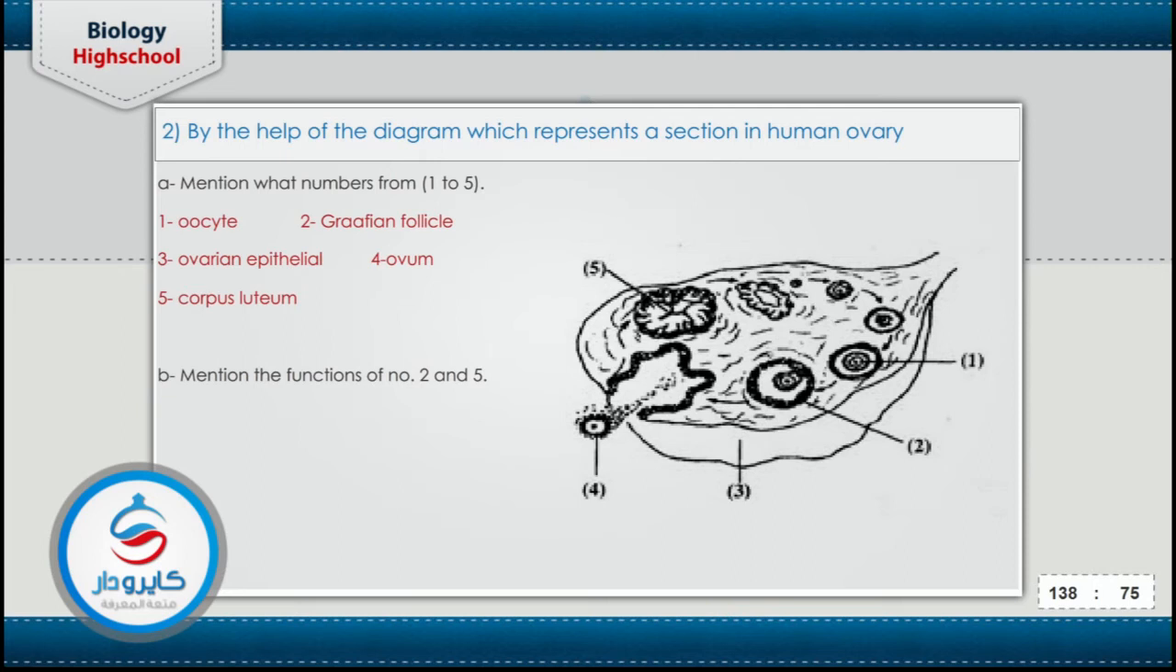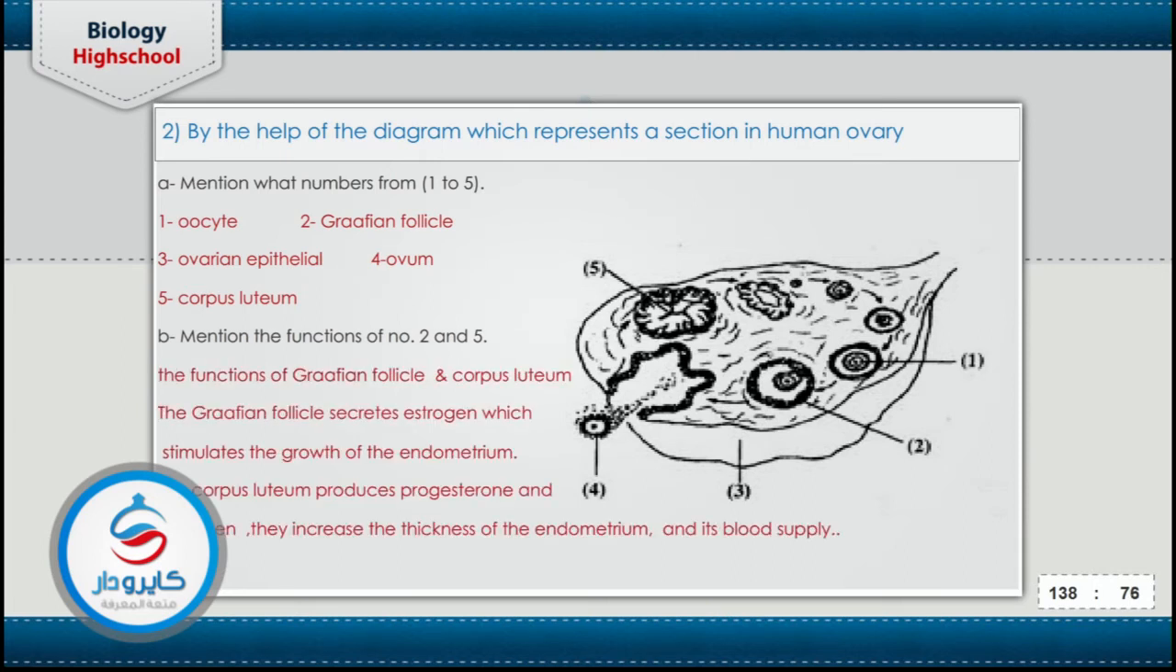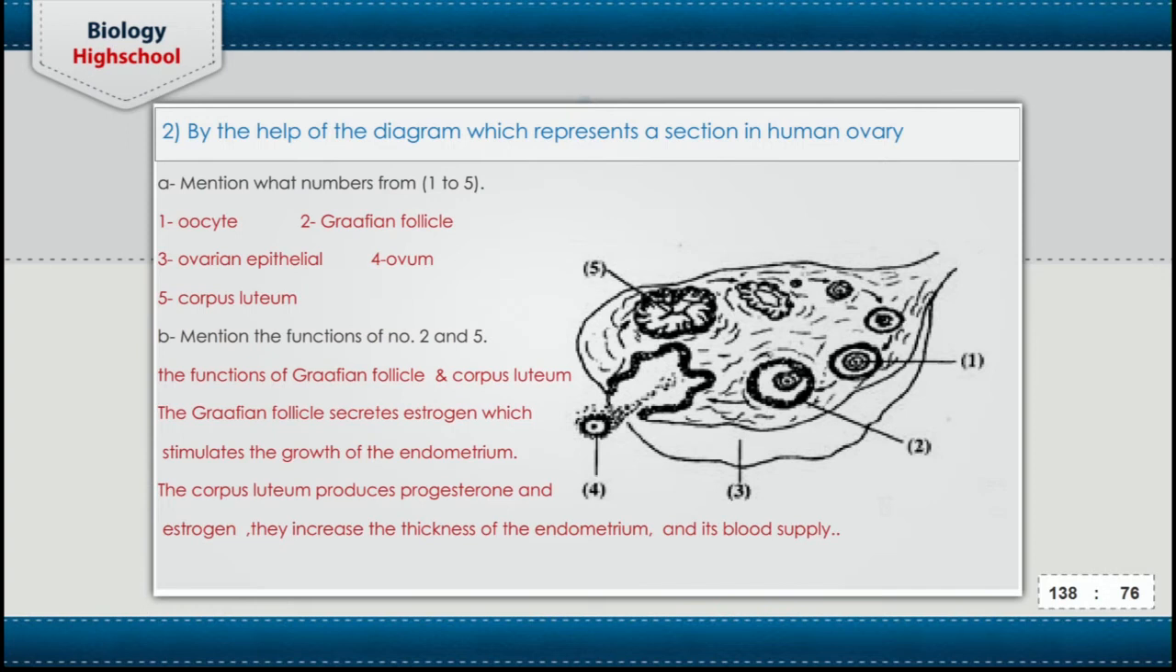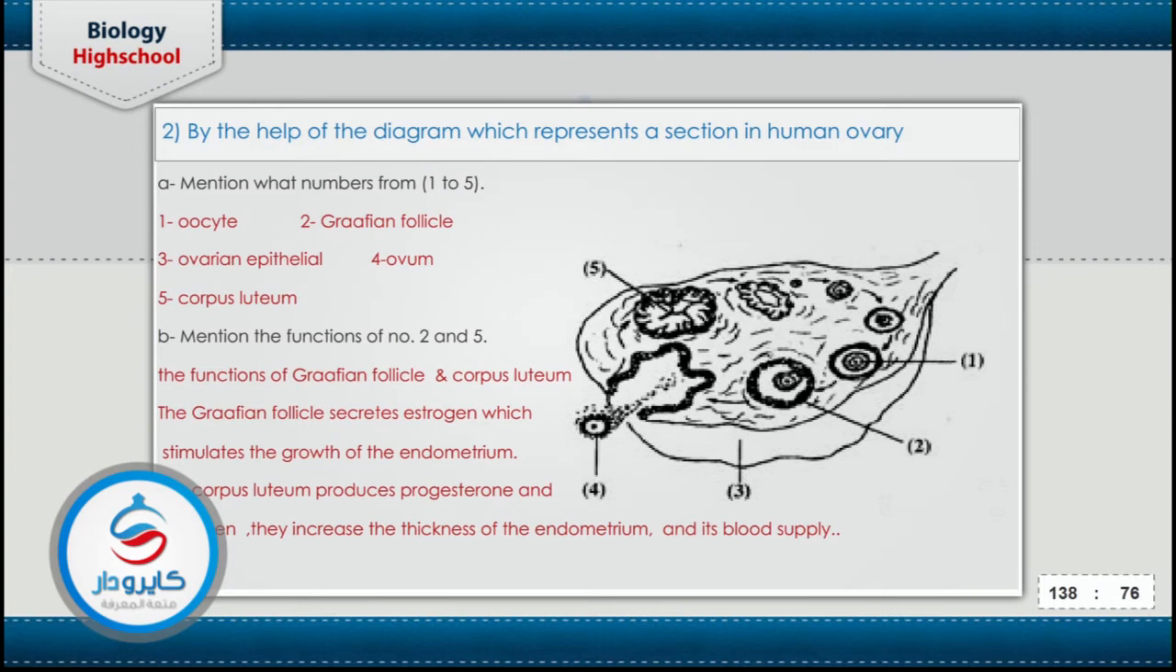But the corpus luteum is responsible for the secretion of estrogen and progesterone hormones, and the two hormones are very important for supplying the endometrium with a sufficient amount of blood capillaries, or the vascularity of the endometrium, adhering the endometrium in the uterine muscle, and also increasing the thickness of the endometrium.